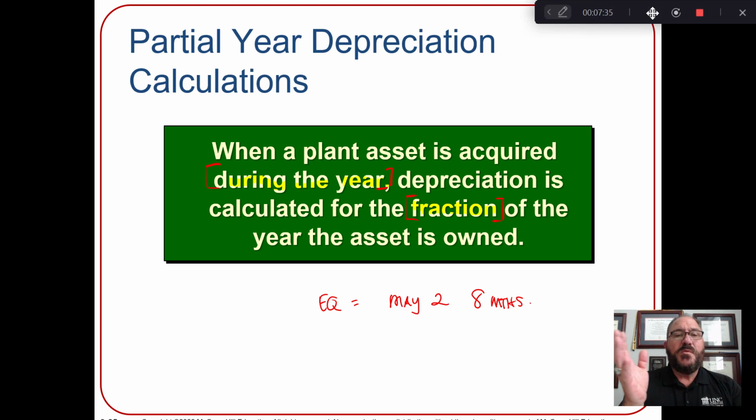So anyway, sorry, I got interrupted there, folks. But if we were doing, you know, like if you bought that piece of equipment you got on May 2nd, you'd have 8 months. So basically, you're going to use some sort of fraction to take the proper amount out for the year. Okay.